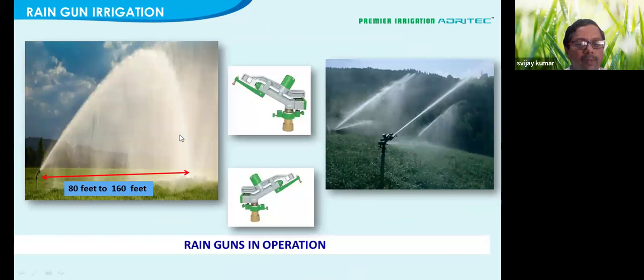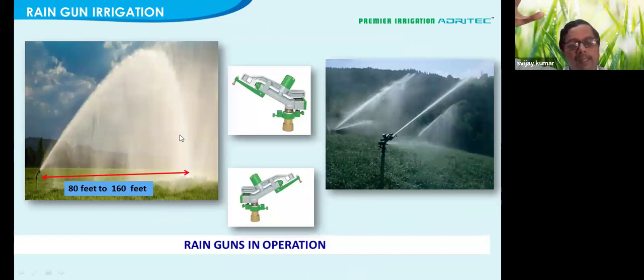It literally gives you the water in the form of a very fine nozzle. These are called rain curtain nozzles. The water literally forms like rain, and it doesn't disturb the plant. Another advantage with the rain gun is that it will also keep the foliage clean.